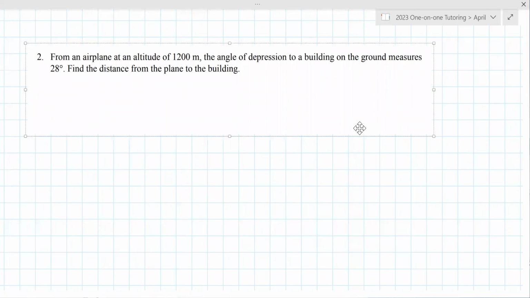So I want you to draw, and again, it's a right triangle. It's some sort of right triangle. There are lots of options here. Go ahead and make a drawing, and just try to. So, from an airplane at an altitude of 1,200 and depression.